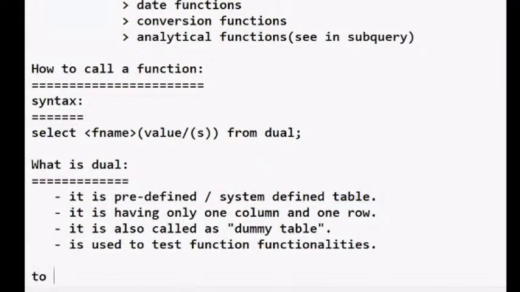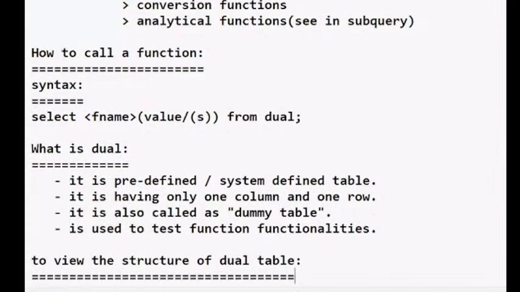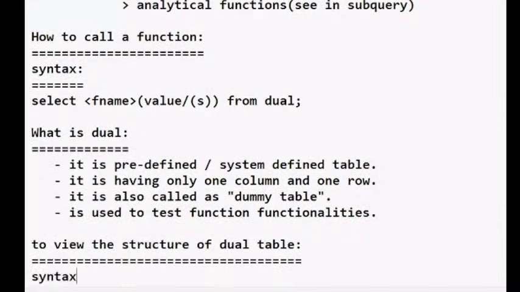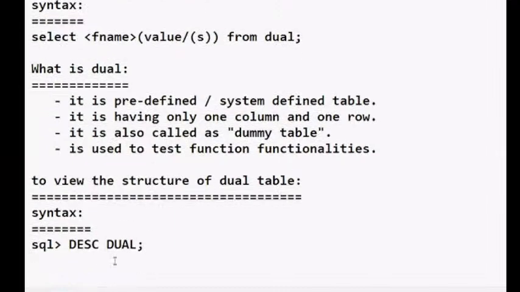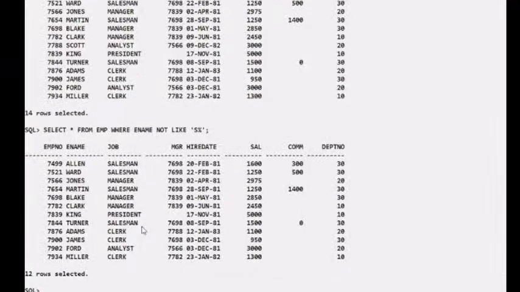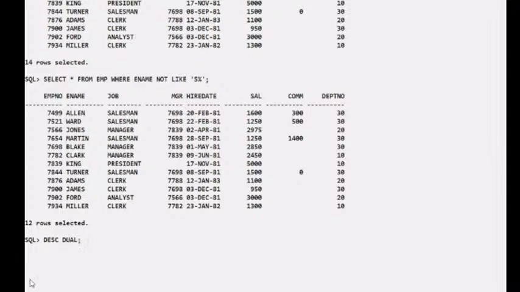Here also the same thing. To view the structure of a dual table, you have to use the same syntax. The syntax is what? I'm using desc, and the table name is dual. Let me come out and see in my database. I'm using desc dual now.